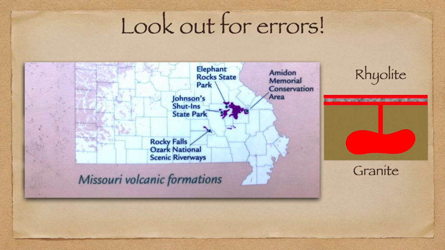And this unfortunate map states that all the igneous rock in Missouri is volcanic, which it most certainly is not. 2 of the 4 locations marked here are actually granite. So all the more reason to build up your geologic knowledge before heading outdoors.